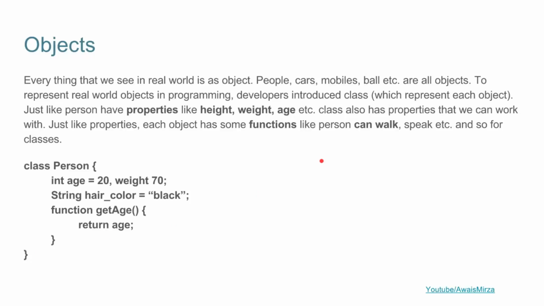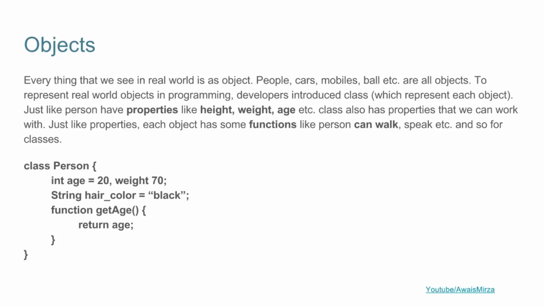Everything that we see in the real world is an object. We have people, we have mobile phones, we have bat, ball, we have cars, we have aeroplanes, all are objects. To represent real world objects in programming, developers introduced class which represent each object. Just like a person has properties like height, weight, age, a class also has properties that we can work with.